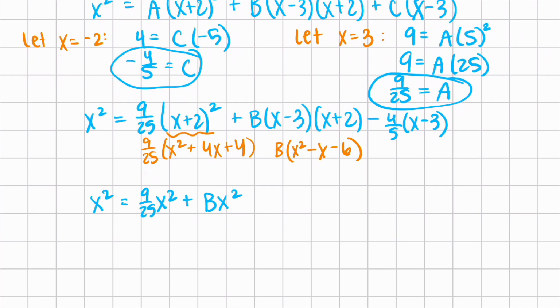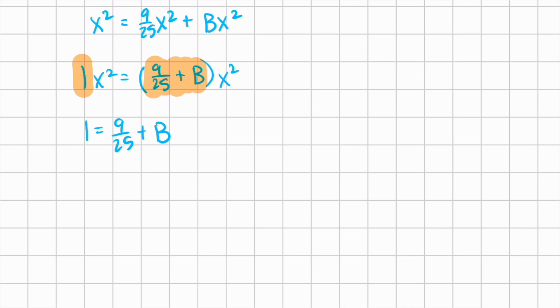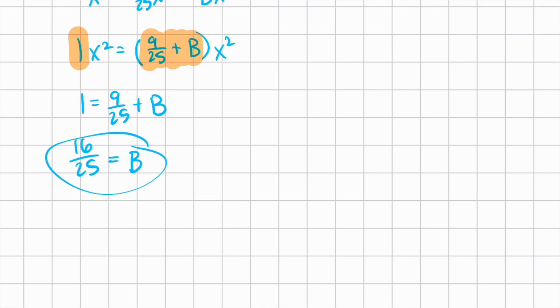And these two sides need to equal because this is 1x squared on the left side. So just to make it a little bit easier for us, if I factor out the x squared on the right, x squared is 9 over 25 plus B x squared, and this is a 1 in front of the x squared, so when I set up my equation, I'm going to say 1 has to equal 9 over 25 plus B. And 1 is 25 over 25, so B is going to be 16 over 25. And that is your B.